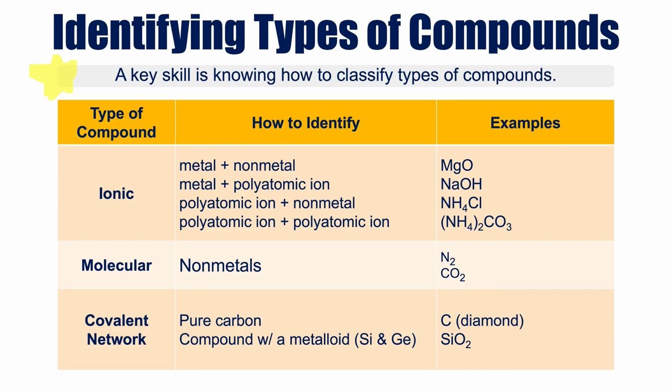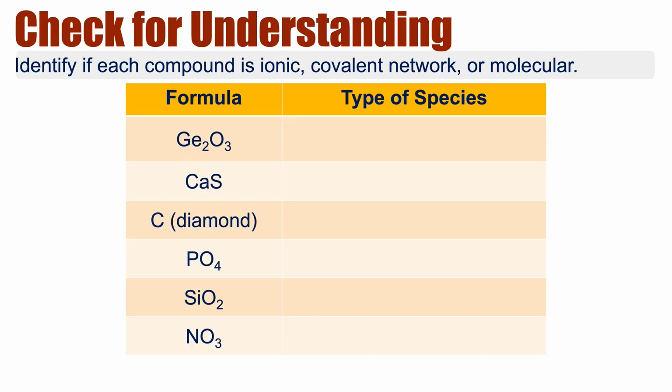The other thing you can look for to identify something as being a covalent network compound is if the compound has a metalloid in it. Silicon and germanium are both metalloids. If a compound has a metalloid in it, you can classify it as being a covalent network compound as well. So what I want you to do is go through and look at these formulas and identify the type of species. Is it an ionic compound, covalent network, or molecular?